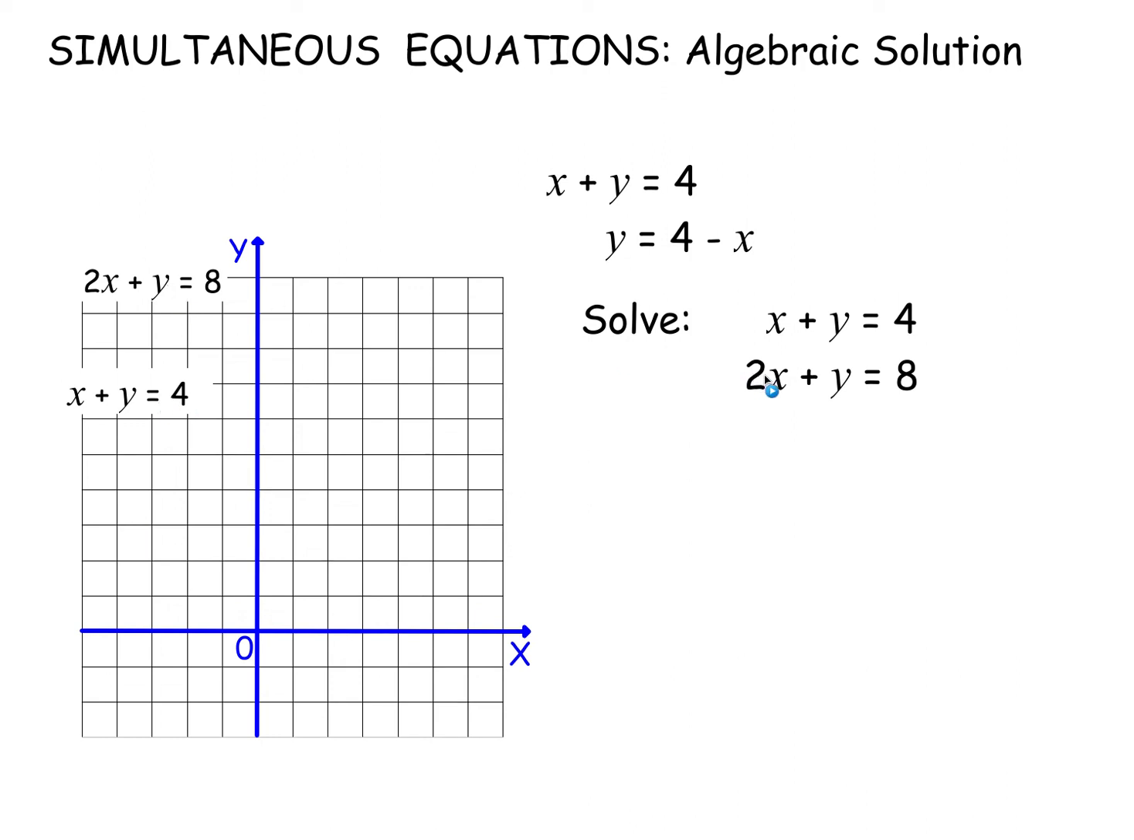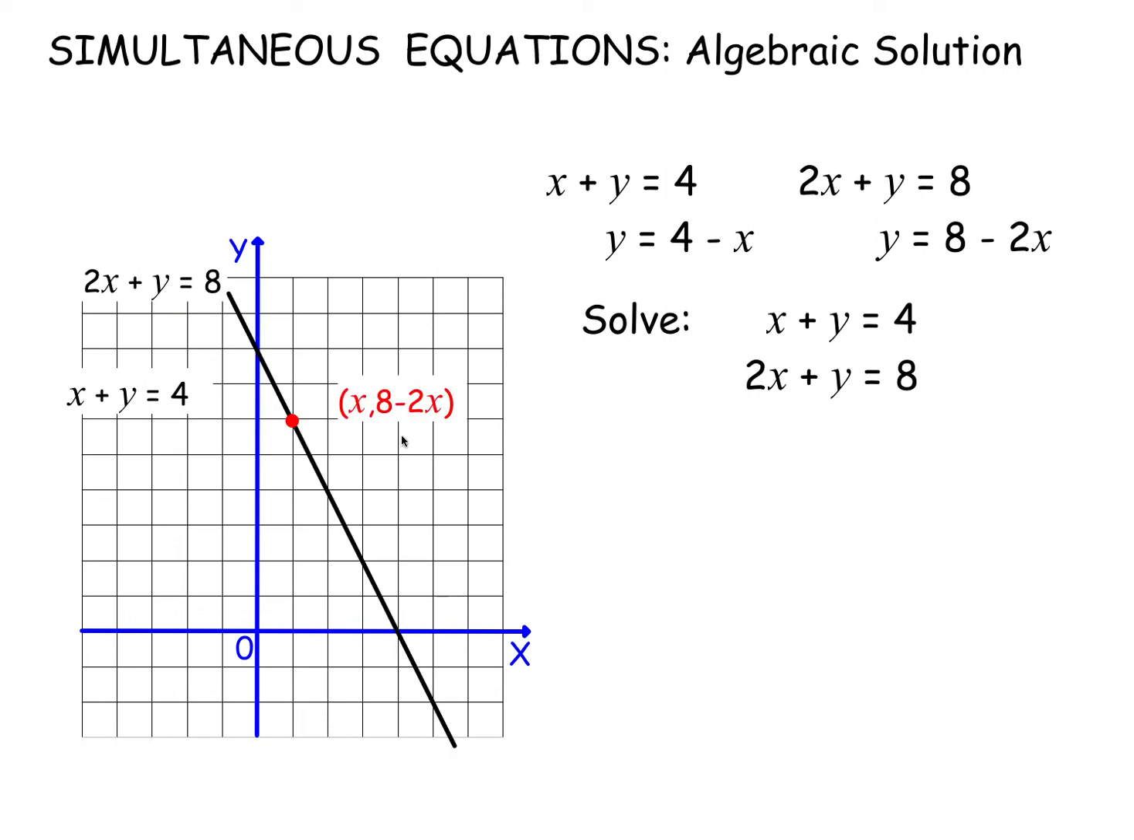Now, the other line, 2x plus y equals 8, I'm going to rearrange it. There it is, y equals 8 minus 2x. The y coordinate is 8 minus 2x. It's 8 minus twice the x coordinate. So looking at this line, every point in this line fits this description. The x coordinate's x and the y coordinate's 8 minus 2x.